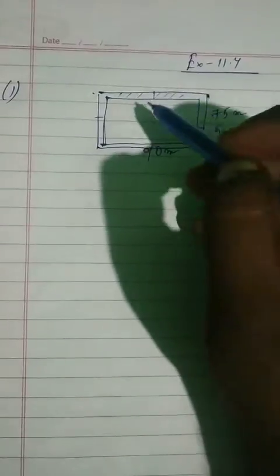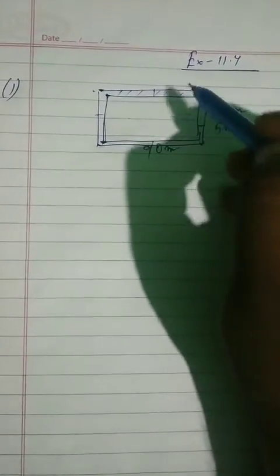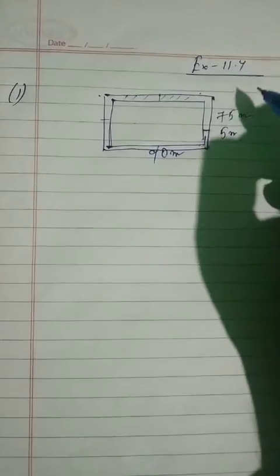Children, the very first thing is what? We have to draw the diagram. In the diagram, we can see two rectangles, the outer rectangle and the inner rectangle. I'll find the area of the outer rectangle first, then the area of the inner rectangle. Then I'll subtract the area of the inner rectangle from the area of the outer rectangle, so I'll get the area of the path.